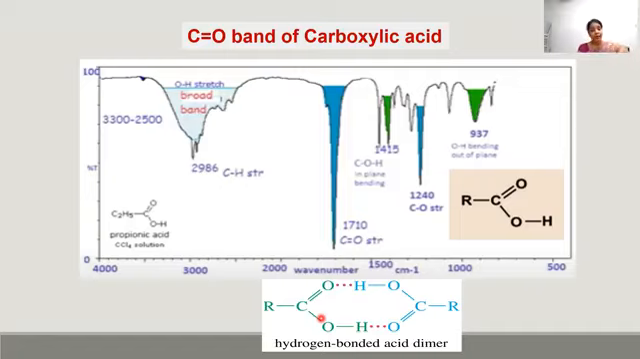So when the carbonyl is present at 1700 and a broad band is present from about 2500 to 3300 centimeter inverse, we can say 100% that the compound contains a carboxylic acid group. By IR spectroscopy, we cannot conclude which molecule is present. We can only conclude which functional group is present in the molecule.